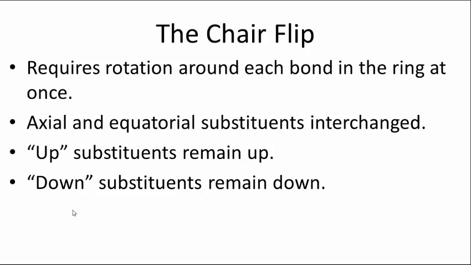All right, when you're drawing a chair flip, drawing a chair flip requires that you rotate around every bond in the ring at the same time. The axial substituents end up switching with the equatorial substituents. Everything that was pointed up remains pointed up after the chair flip, and everything that was pointed down remains pointed down. It's just the equatorial ones that were slightly angled up are now pointed straight up. The equatorial ones that were slightly angled down are now straight down, and vice versa.